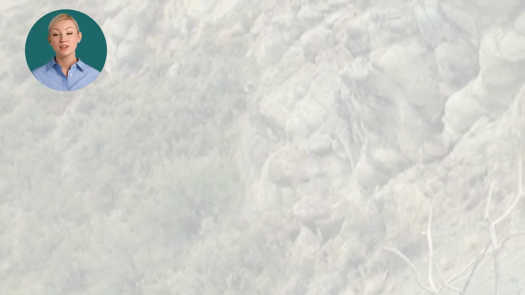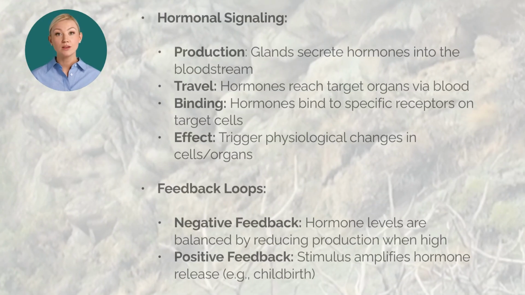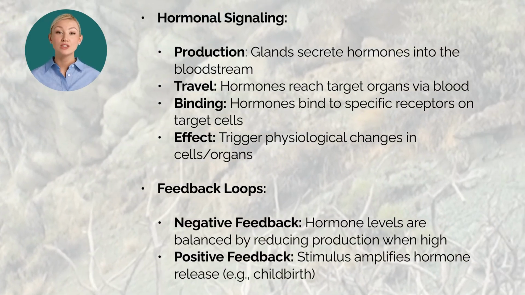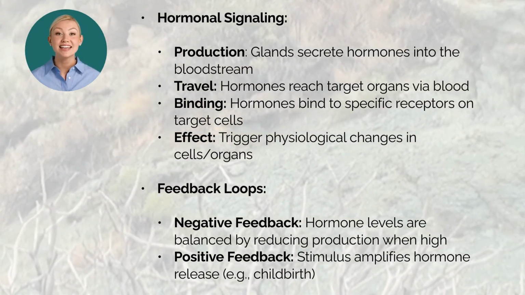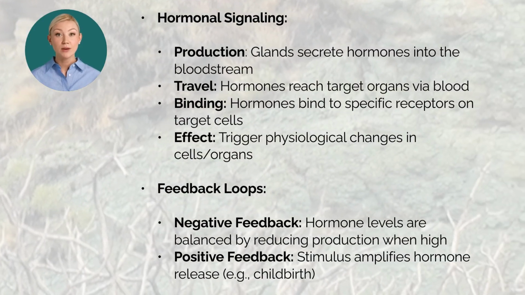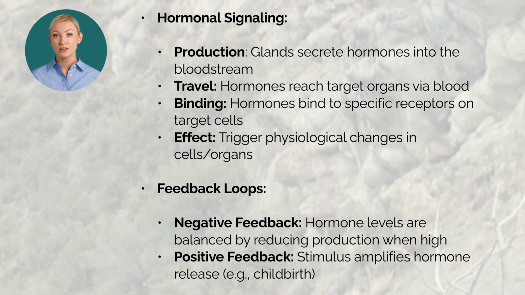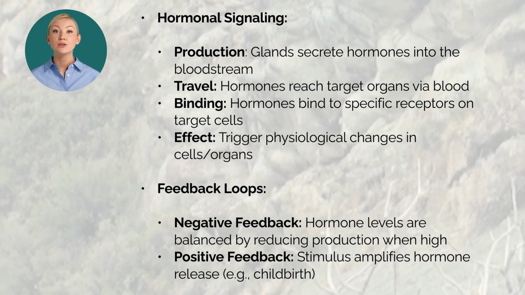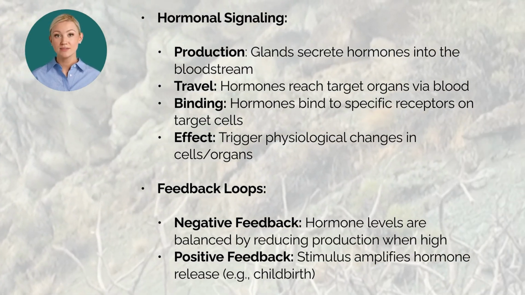How hormones work. The basics of hormonal signaling. Now, let's talk about how hormones actually work. The process of hormonal signaling is a bit like sending a letter through the mail. Here's how it works. Production. The endocrine glands produce hormones. Release. These hormones are released into the bloodstream, where they travel to specific target organs.